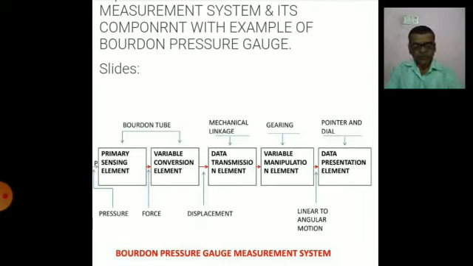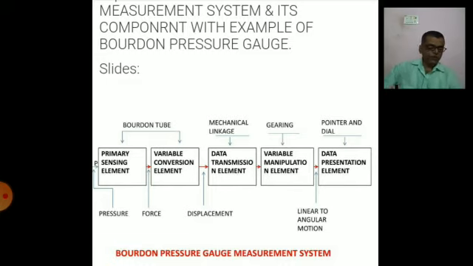Now in case of the Bourdon tube pressure gauge, the Bourdon tube acts as a primary sensing element. On account of pressure, the closed end of the Bourdon tube is displaced. Thus the pressure is converted into small displacement. So the Bourdon tube acts as a primary sensing element.